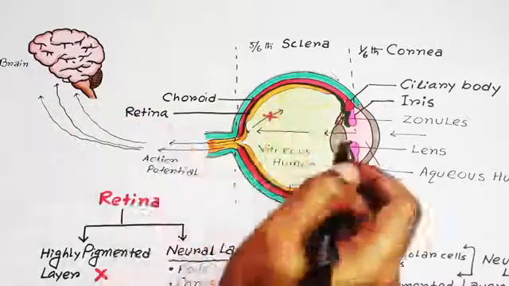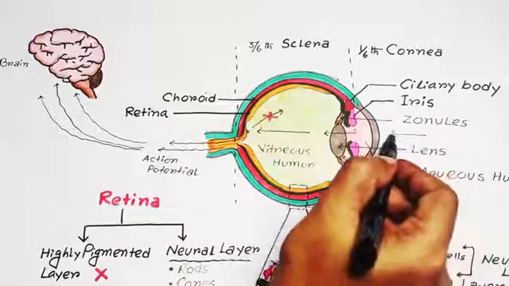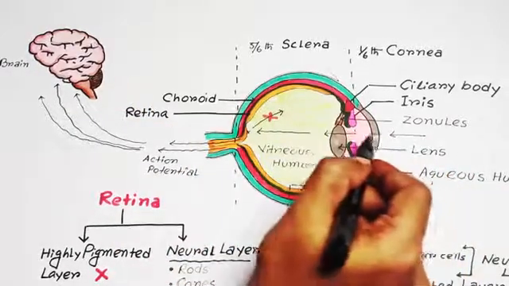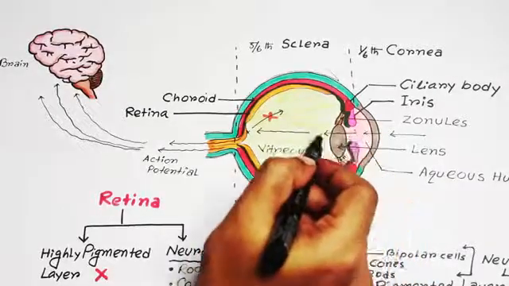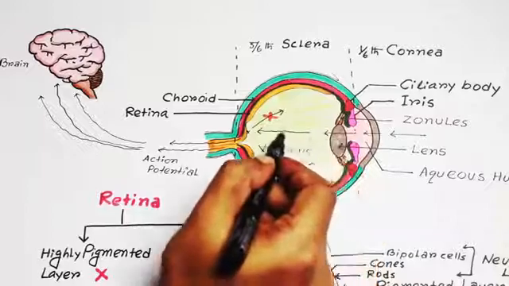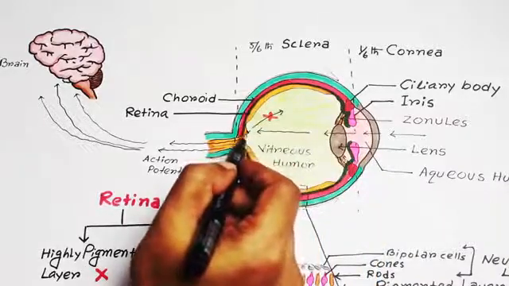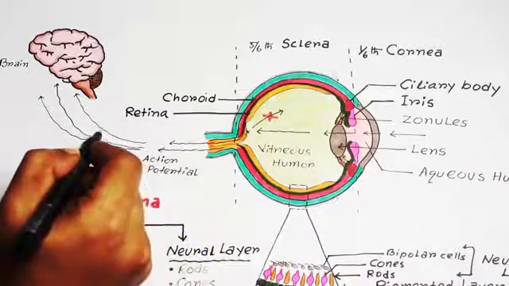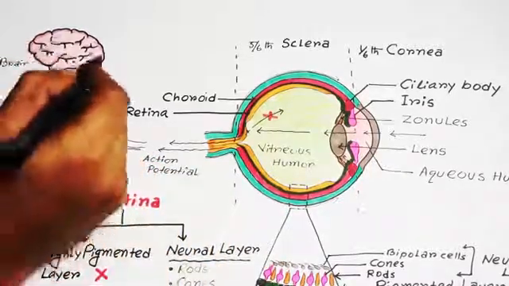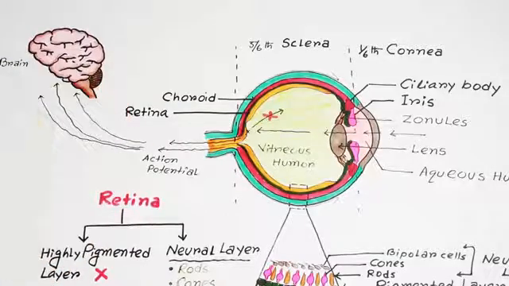So when light is entering the eyeball, first it has to pass through the cornea, then through the aqueous humor, then through the lens and then through the vitreous humor, and eventually falls on the retina, where it is finally converted into action potential and goes to the CNS through the optic nerve.